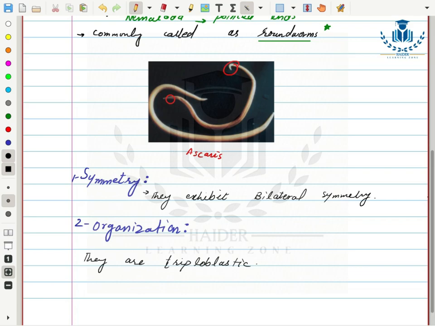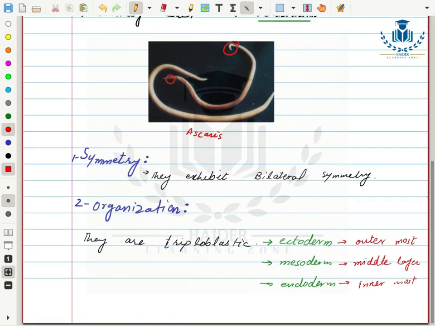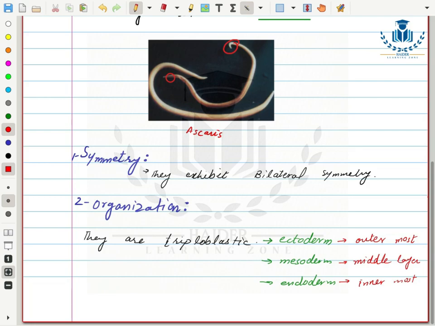The organisms included in roundworms are triploblastic. Triploblastic means they have three body layers: ectoderm, mesoderm, and endoderm. Ectoderm is the outermost layer, mesoderm is the middle layer, and endoderm is the innermost layer. All the other parts, organs and organ systems are formed from these three basic layers. That is why they are also called germ layers.